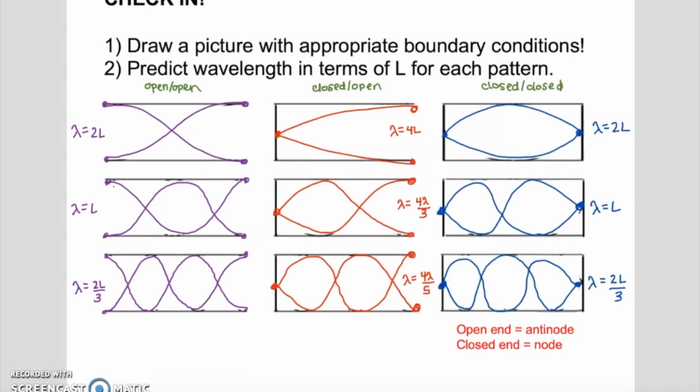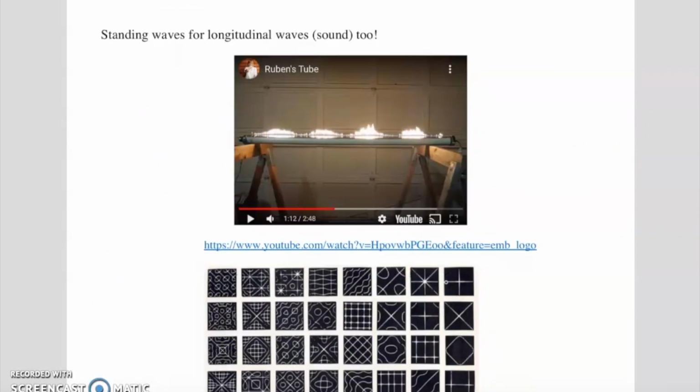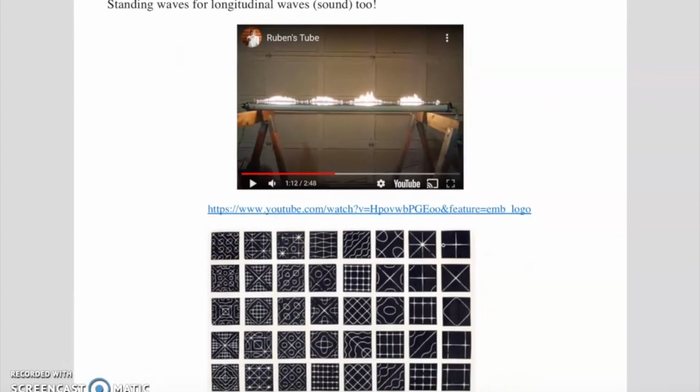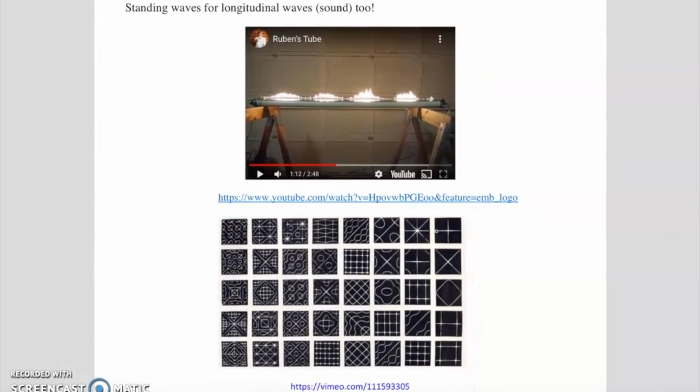And take a moment to check over your answers. I wanted to share a few more examples with you. These examples are going to have to do with longitudinal or sound waves forming standing waves as well. So the first example is going to be a Rubens' tube.